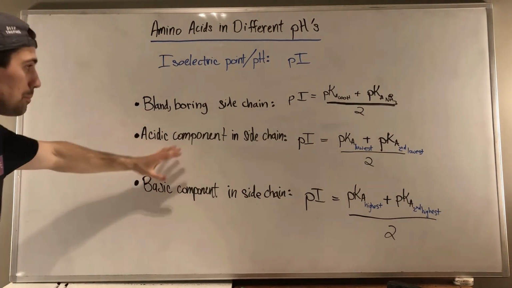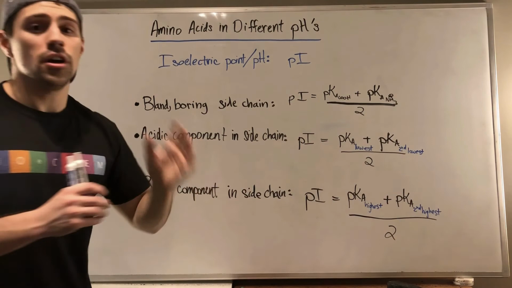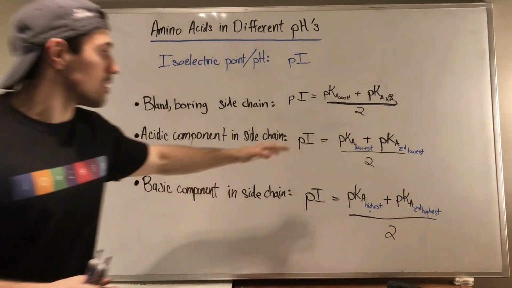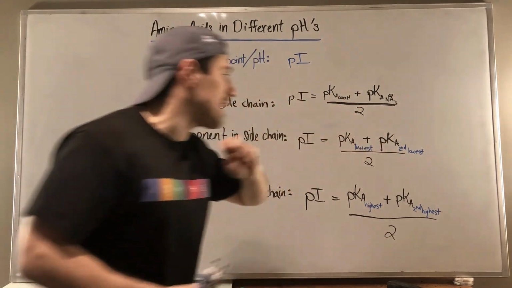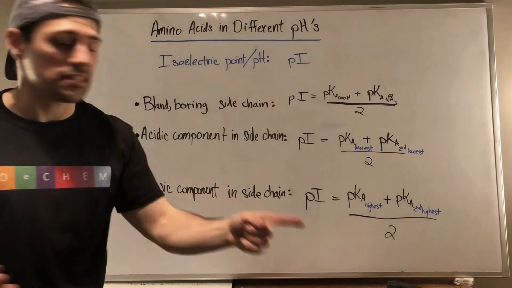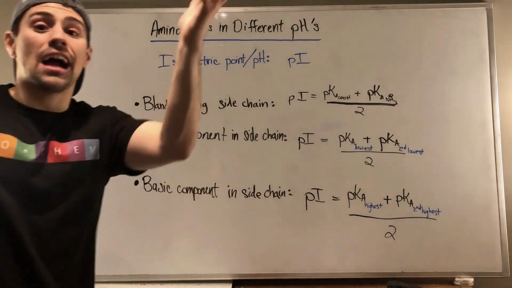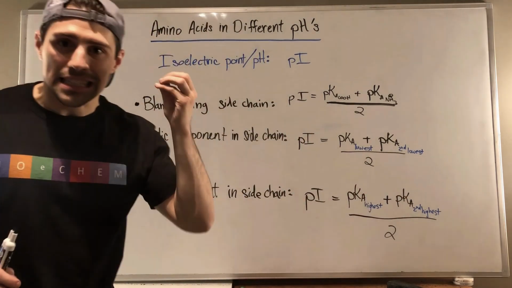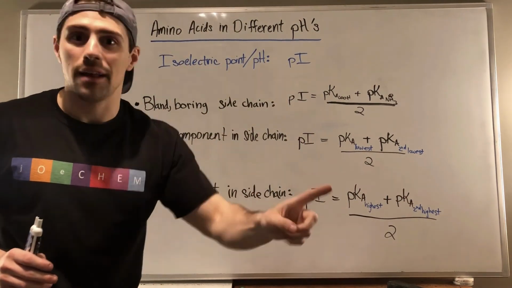Now, if you have an acidic component in the side chain, remember, we're thinking about the lowest pKa's, right? So we take the lowest pKa, we take the second lowest pKa, add them together, divide by 2, and then for basic components, do the opposite, right? We're worried about the higher pKa's, right? So take your highest pKa, take your second highest pKa, stick them together in your calculator, divide by 2, you'll get your isoelectric pH.